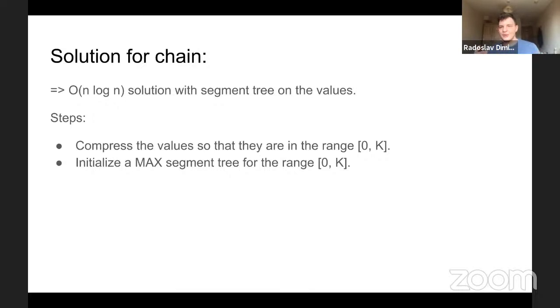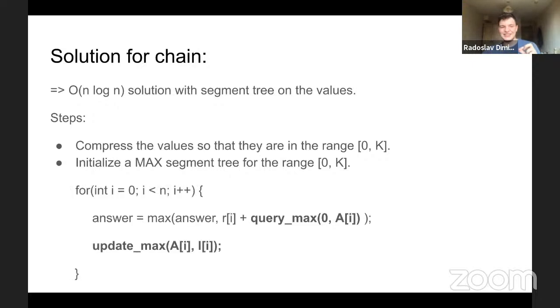The second step is to initialize a segment tree for the range from 0 to k. As I said, it's on the values, and every leaf represents one of the possible compressed values. After that, the whole solution is just a for loop with two lines, which is written here. Let me explain what will happen. Initially, our segment tree will be empty, so it will just have zeros for every possible value.